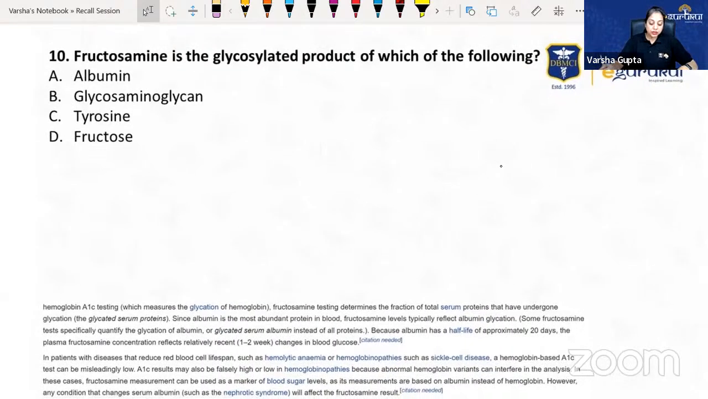Question number 10: fructosamine is the glycosylated product for which of the following? First of all, I will say make it glycated first.